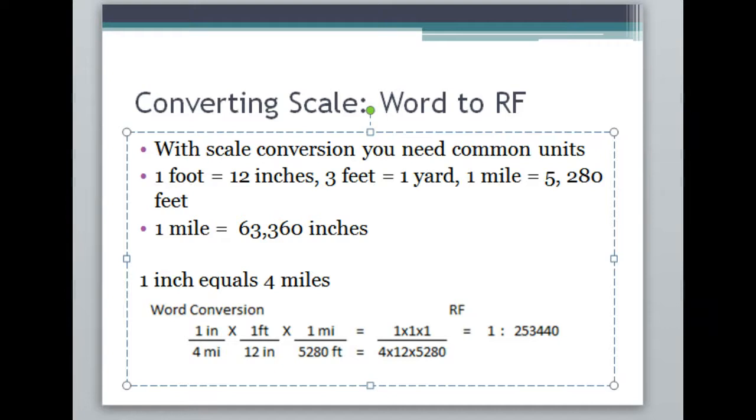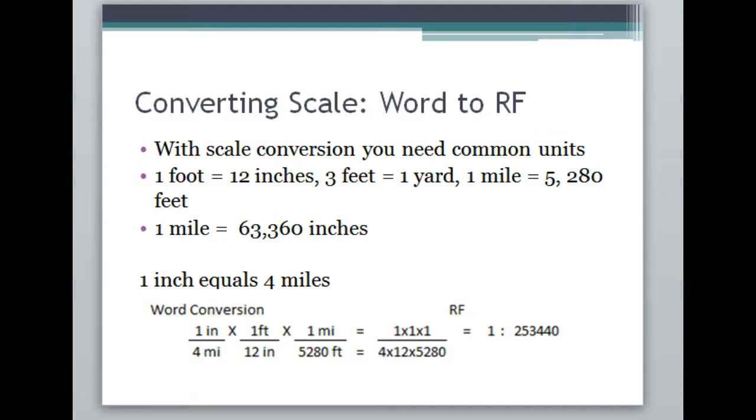So to convert a word scale to an RF scale, you're going to set up an equality. So I have 1 inch equals 4 miles. So I'm going to put my 1 inch over the 4 miles, and then I'm going to set up a series of multiplication problems where I can cross out units. So 1 foot equals 12 inches is the same thing, right? So I'm not really changing the values, because I'm still making an equality here. 1 mile equals 5,280 feet. Again, that reduces down to 1, so I'm not changing anything with my math. I'm just changing the units.